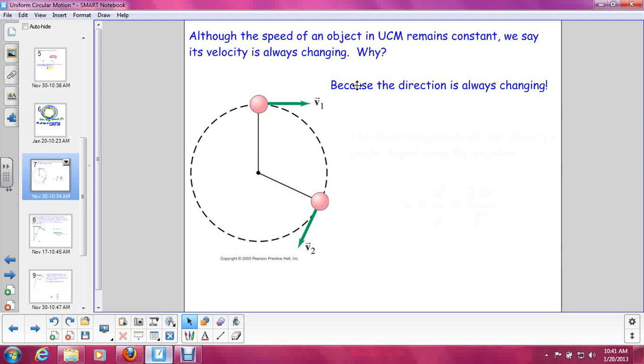And we can see that by looking at these two green velocity vectors on our picture. The length of these arrows is the same, which means that the speed does not change, but the direction is different. This one is pointing over to the right. This one is pointing down and to the left a little bit. Those are totally different directions, which means they are different velocities.